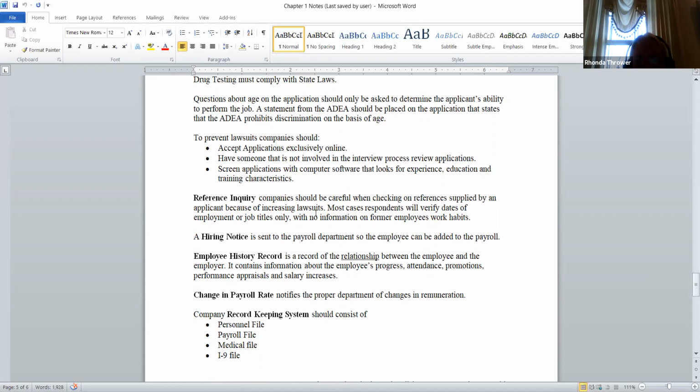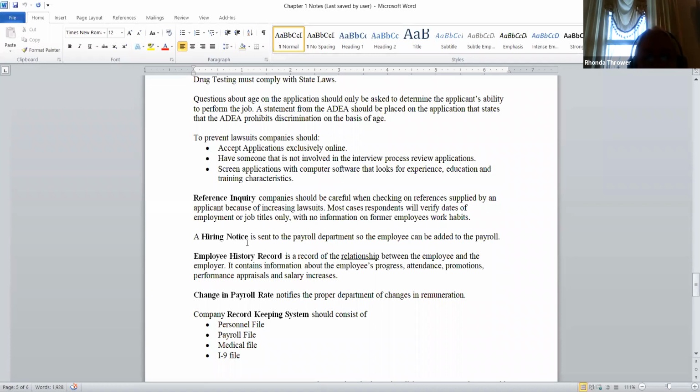With reference inquiry, companies should be careful when checking on references supplied by an applicant because of increasing lawsuits. In most cases, respondents will verify dates of employment and job titles only. Most people you ask, if you're calling from personnel about an employee you might be interested in, won't give you the work habits of the employee. They'll just verify that, yeah, you worked there and what the job title was. And that's to keep them from having lawsuits brought against them too.